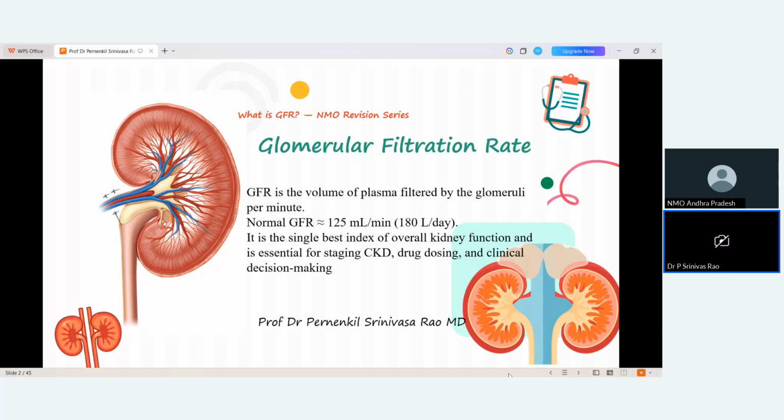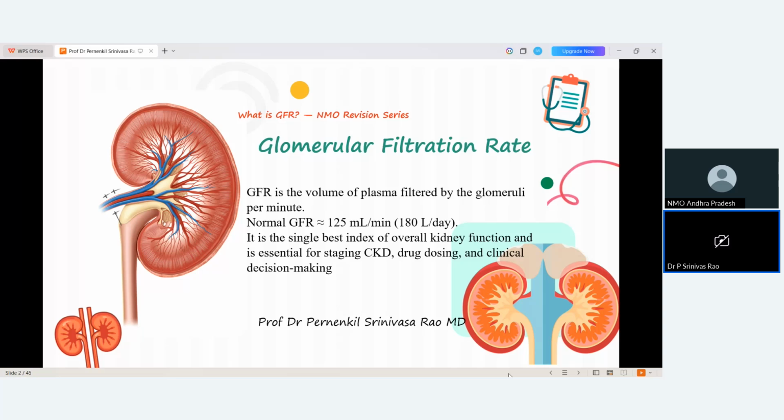So it is essential when you are talking about how to give drugs, or chronic kidney disease and all. So, we have eGFR also. So glomerular filtration rate is the best index of overall kidney function. This is also an MCQ.